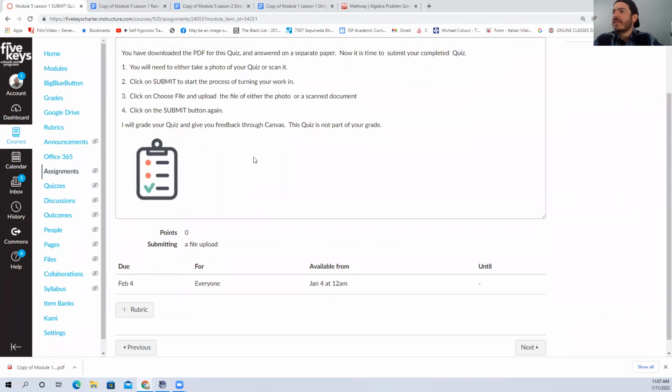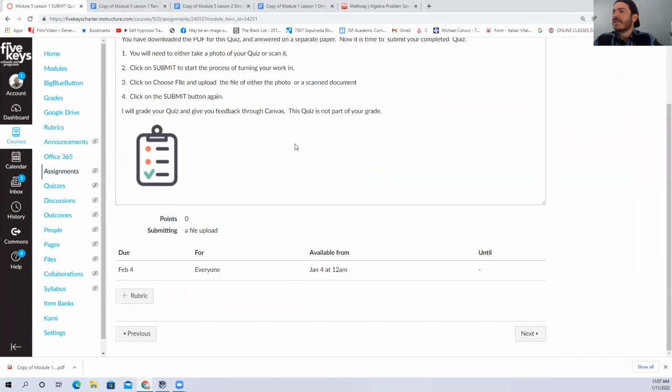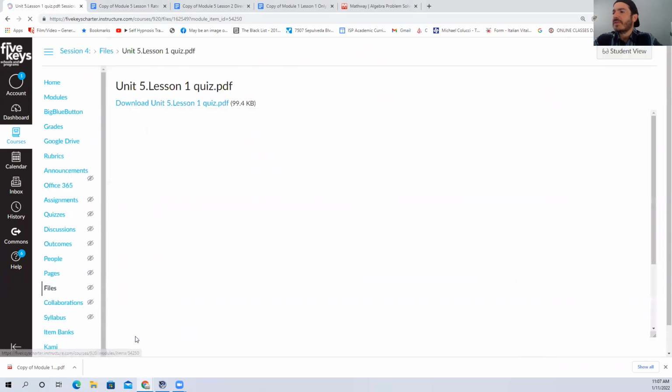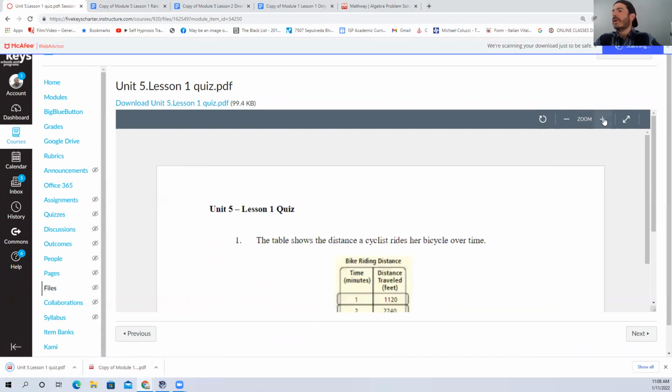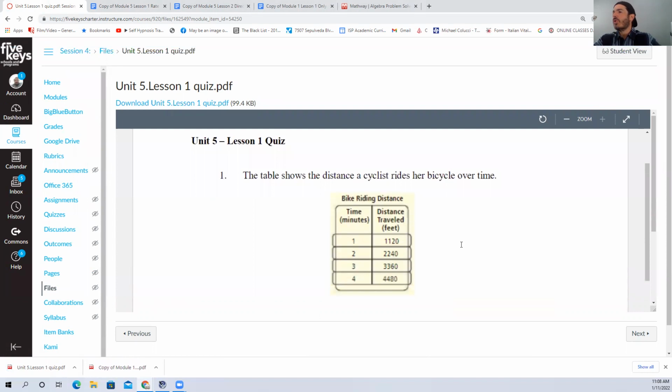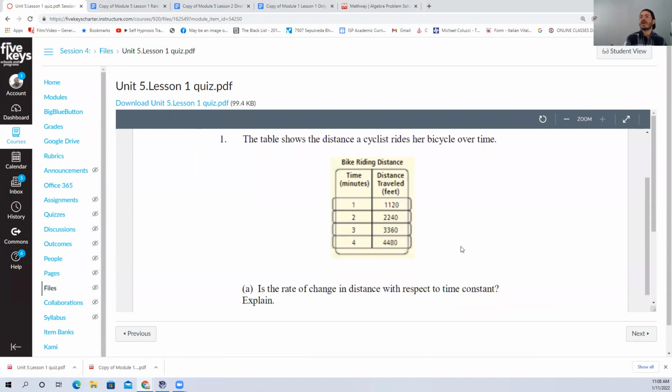So just in case you haven't done this yet, although I think everyone has, you do the quiz on a separate sheet of paper and then take a picture of it, or you can do it on a Google Doc. The table shows the distance a cyclist rides her bicycle over time. All right, so we see we're getting distance in feet and time in minutes. Is the rate of change in distance with respect to time constant? Explain. A lot of vocabulary just there to confuse you. All they mean is, is the slope the same, all right?